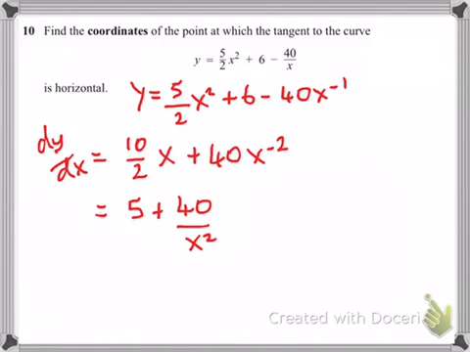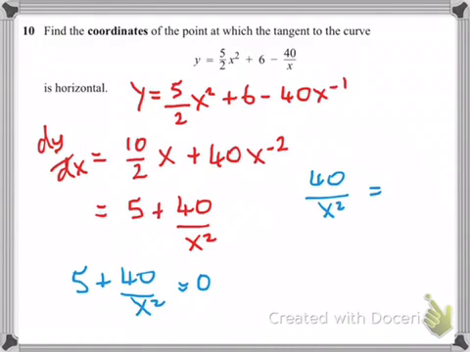Now we know at a turning point that the line is horizontal when the derivative is equal to 0. The tangent is horizontal when it's equal to 0. So you've got 5 plus 40 over x squared is equal to 0. Now taking the 5 to one side, you've got 40 over x squared is equal to minus 5. That means 40 is equal to minus 5x squared.